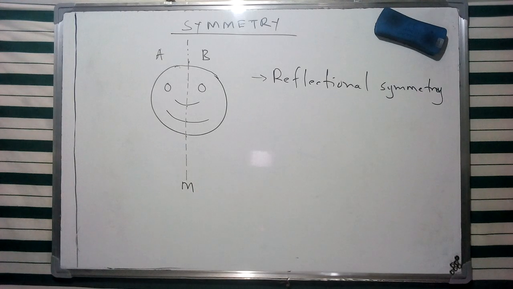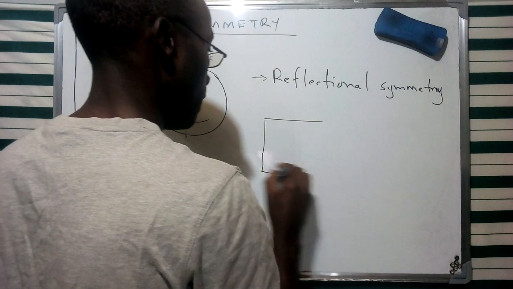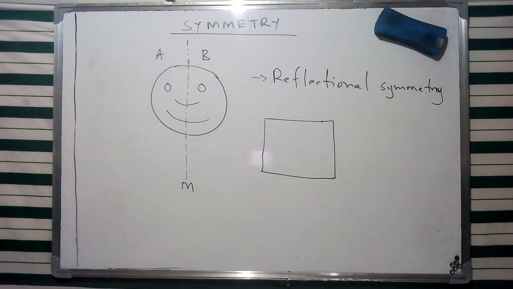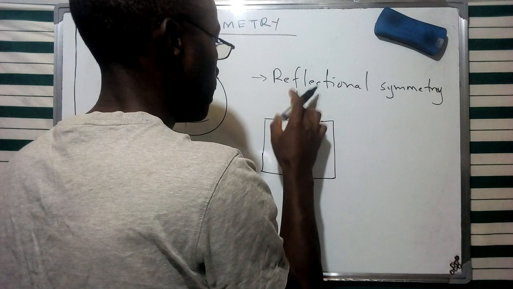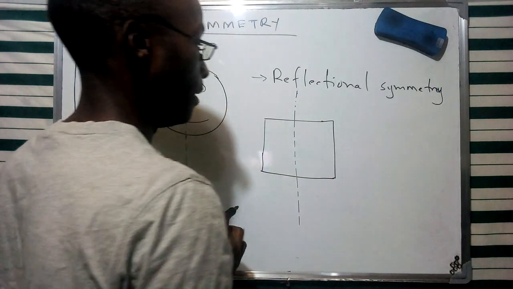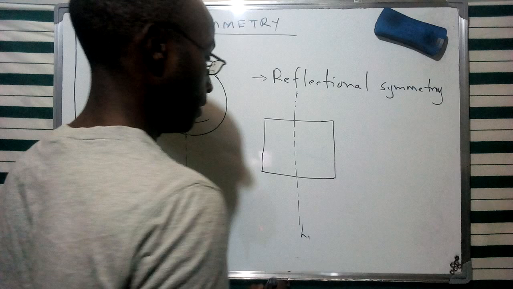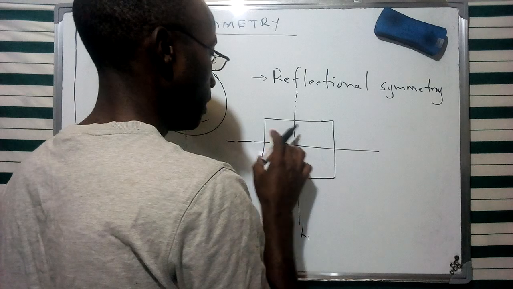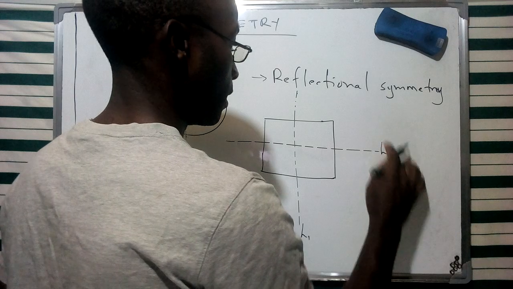Now, let's consider another object, perhaps a rectangle. We can draw specific lines as such. If we have the first line at that specific point, we can divide this rectangle into two parts, and this is going to form a line of symmetry. Let me call it line 1. Then we can draw another line running across this part, and it's also going to form another line of symmetry, which I give as line 2.